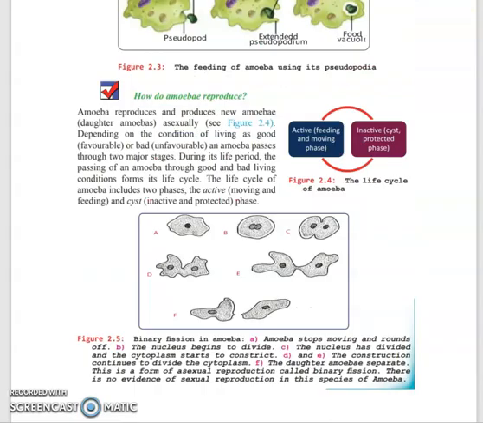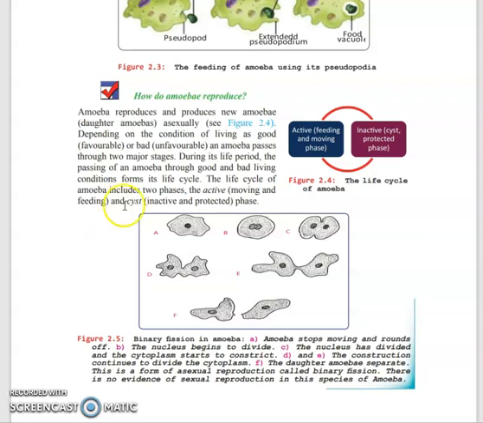Okay, so far we have seen how amoeba feed, and now we will see how amoeba reproduce. Amoeba reproduces and produces new amoeba, or daughter amoebas, asexually, so amoebas are asexual. Depending on the condition of living, good which is favorable or bad unfavorable, an amoeba passes through two major stages. So the reproduction of amoeba depends on the condition.